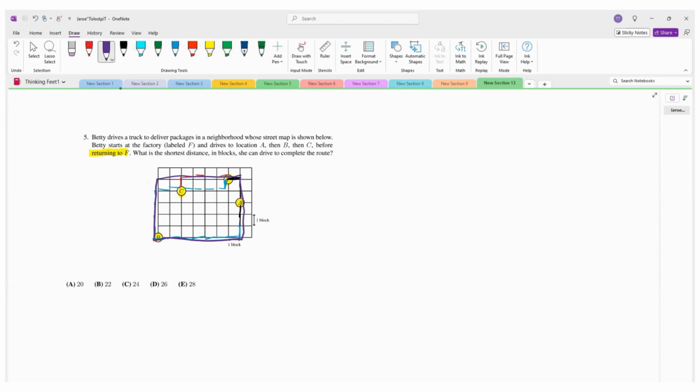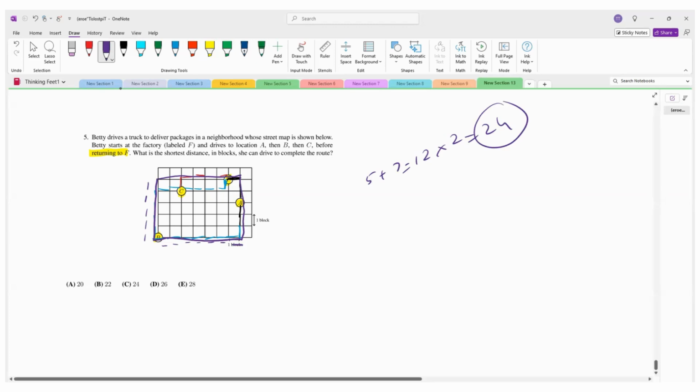So this side is 1, 2, 3, 4, 5. This side is 1, 2, 3, 4, 5, 6, 7. Right, so 5 plus 7 is 12. 12 times 2 is 24. Okay, so that is a slightly faster way to do it. Now again, the way we did it first is not terribly long.